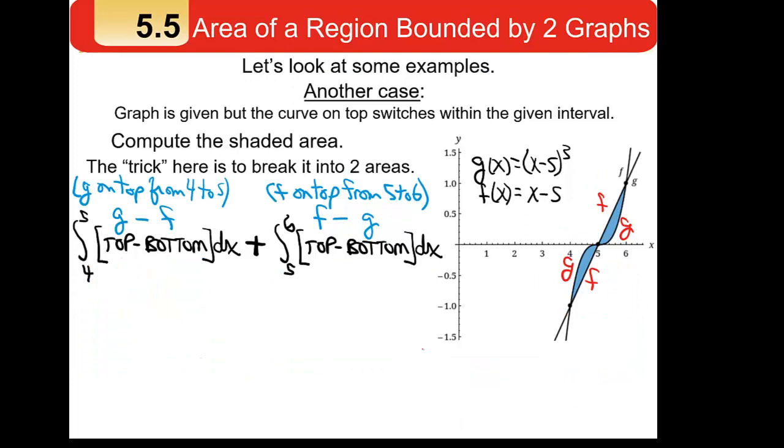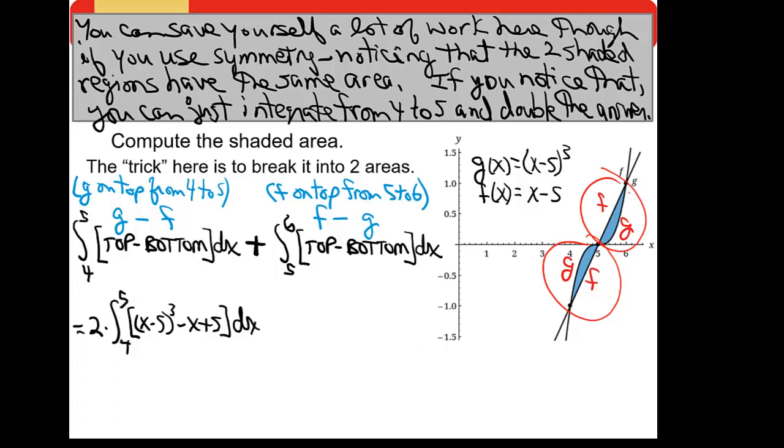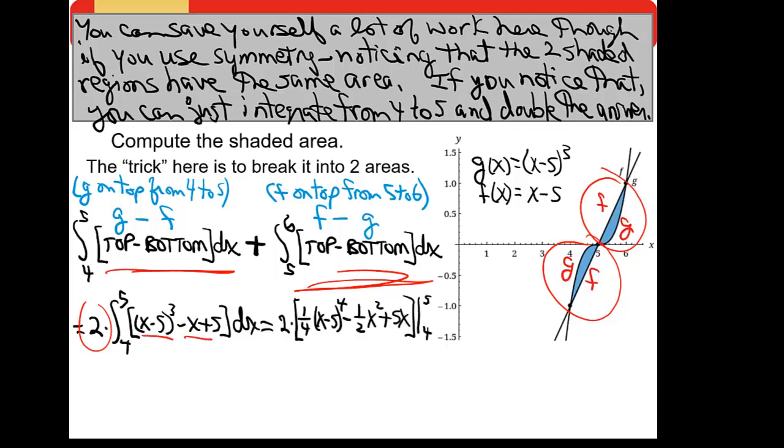So that's what I'm going to do. I'm going to notice that symmetry, that this area and this area are the same. So I'm just going to pick one. I just picked this one, the area from 5 to 6, and I'm just going to double it. It saves me from having to calculate this and add them together. It's just a simpler process, if you notice it. If you don't notice it, you'll still get the same answer after more arithmetic. In any case, the top curve minus the bottom curve, and you've got to integrate it.